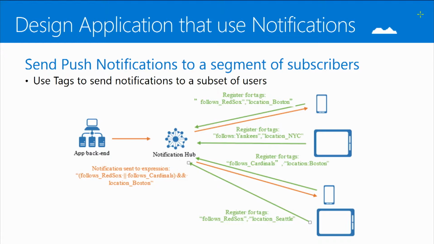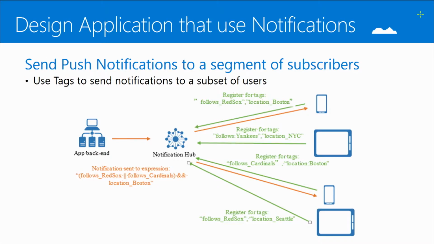Now from the application backend, we can say, send a notification and use this expression: people who follow the Red Sox or the Cardinals and they live in Boston. One phone device might have follow Red Sox and live in Boston. They'll get the notification. Another one might have follow Yankees, live in New York City, and they won't get the notification. Another device might follow Cardinals and live in Boston. Yeah, they're going to get the notification. Whereas another one might follow Red Sox, but they live in Seattle. Nah, they can't get the notification.